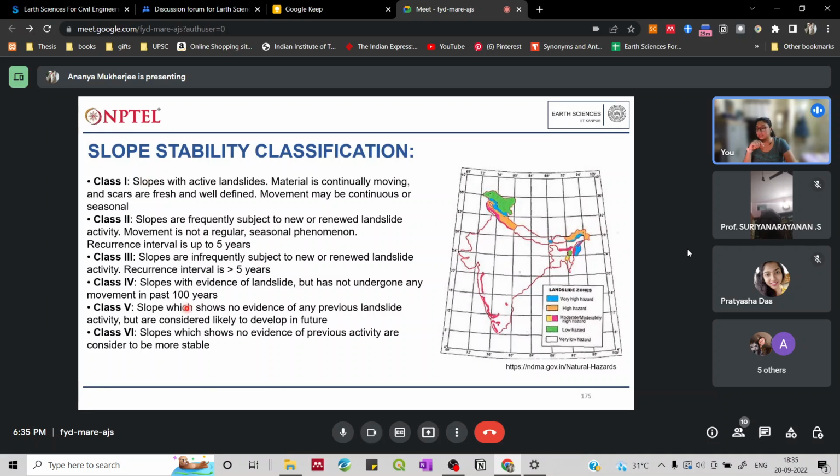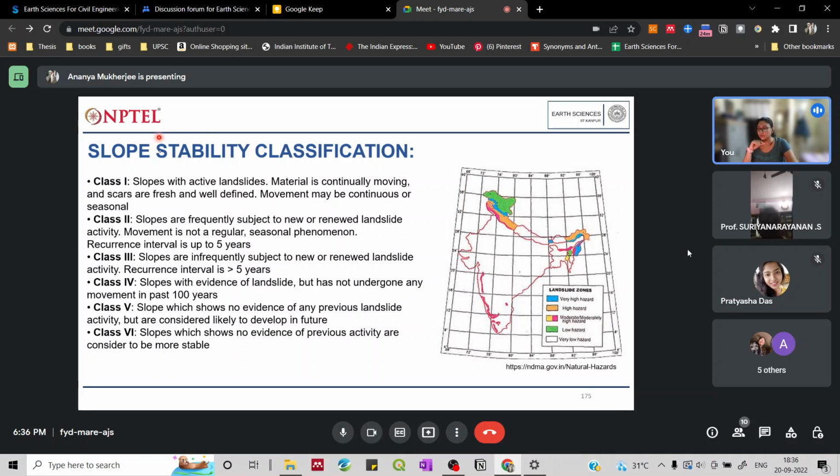And then you have six different classes. These are based on the frequency of the landslides that happen, the slope angle that is present, and also the material, and whether the scars or scarps that are developed are very fresh or well defined. So in class 1, you have very recurrent landslides. The scars seen as features of the landslides are very fresh and very well defined, because these are the areas where landslide movements happen very often.